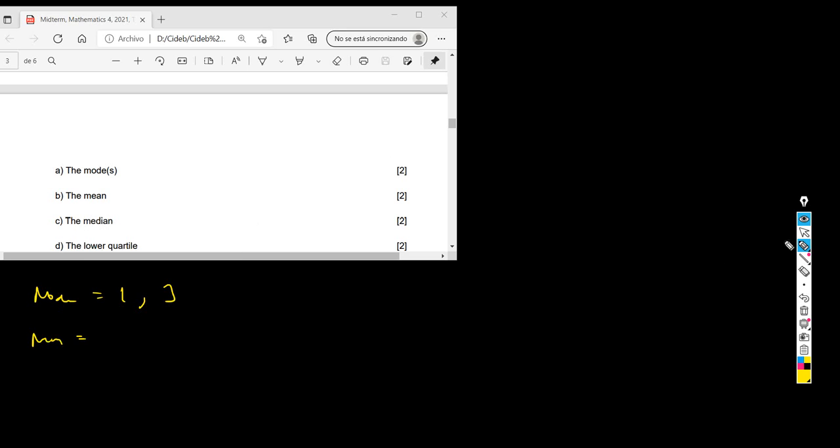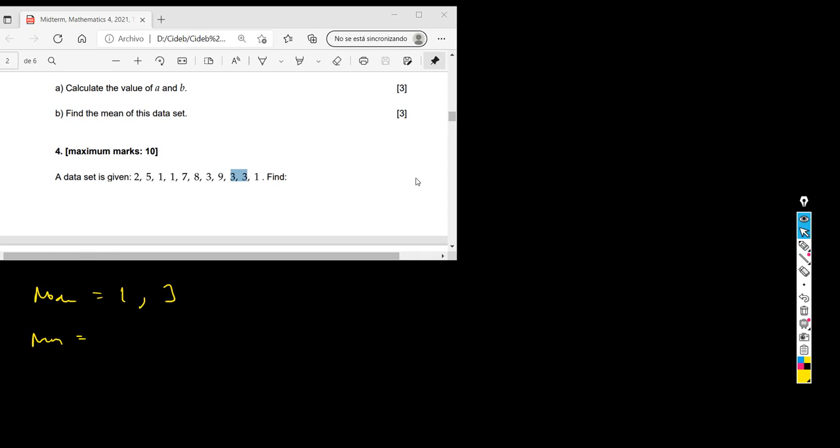The mean, just add the numbers. If you did the following, like just express 2 plus 5 plus 1 plus 1 plus 7 plus 8 plus 3 plus 9 plus 3 plus 3 plus 1 over 1, 2, 3, 4, 5, 6, 7, 8, 9, 10, 11, this is good enough. You don't have to do anything else. I told you that you could leave the results expressed in operations like this. You didn't have to do the whole thing. But if you did, it's also perfect.